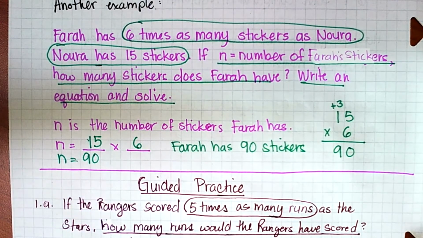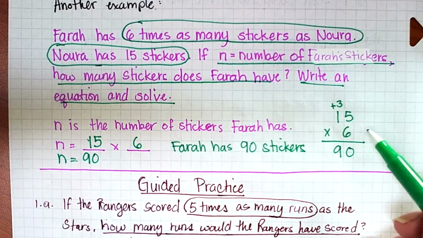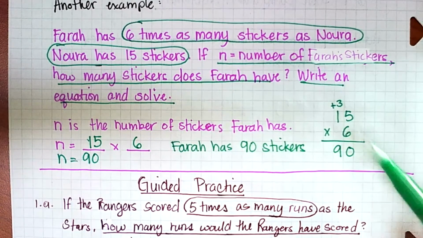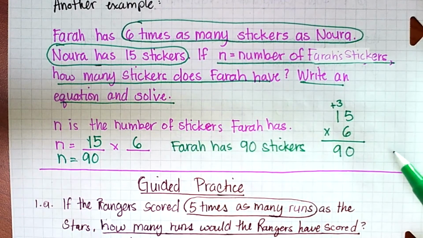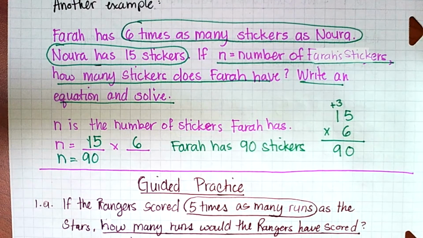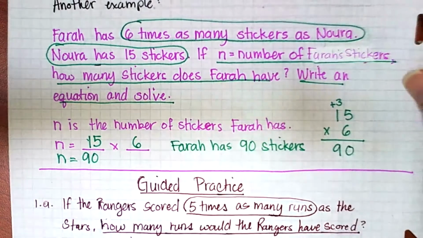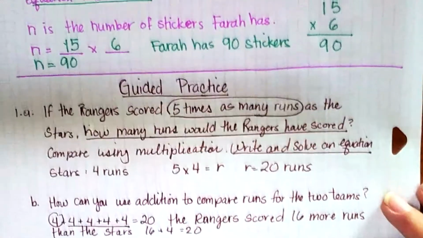Now, what I could have done also is I could have added 15 6 times. I could have created a bar diagram with 6 boxes in it and put 15 in each one of those boxes and put them together to find my answer. Let's go ahead and take a look at your guided practice questions.